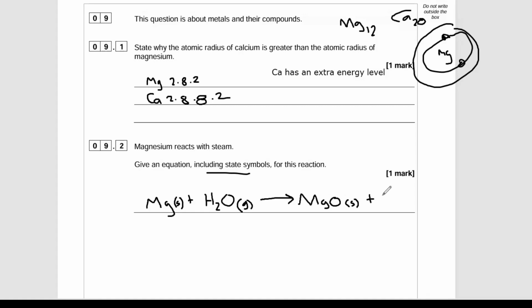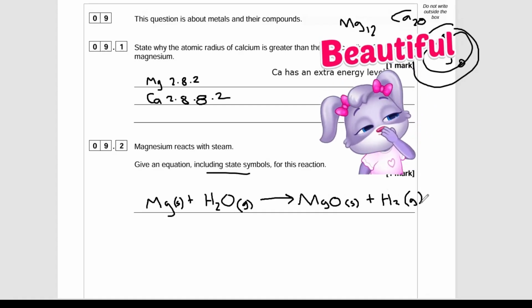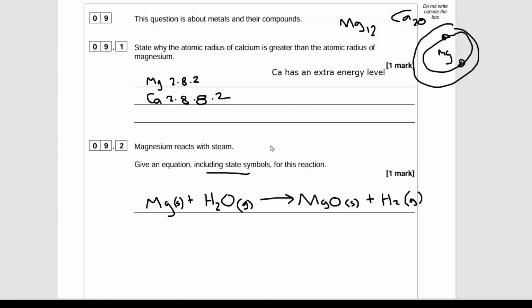And on top of this, what is going to be released? Hydrogen. Yeah, because if you think that Mg has nicked the O, that leaves H2. And that is going to be like that. Beautiful. There we go. So extra energy level and hydrogen gas release. Let's move on.